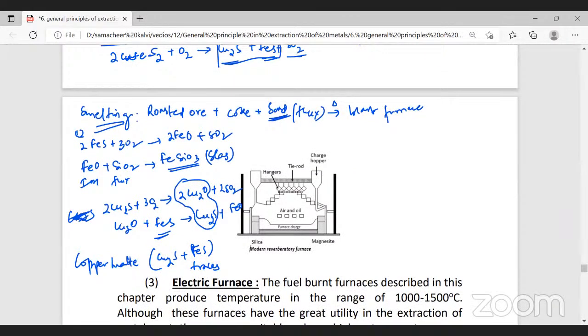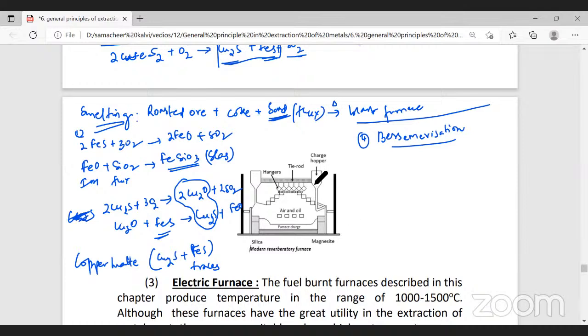All right. Now, once you have done with the fourth step here, the last step is called bessemerization. They will not ask you the whole thing for 3 marks, right? They can ask you bessemerization for 3 marks. They can ask you what is copper matte for 1 mark, right?